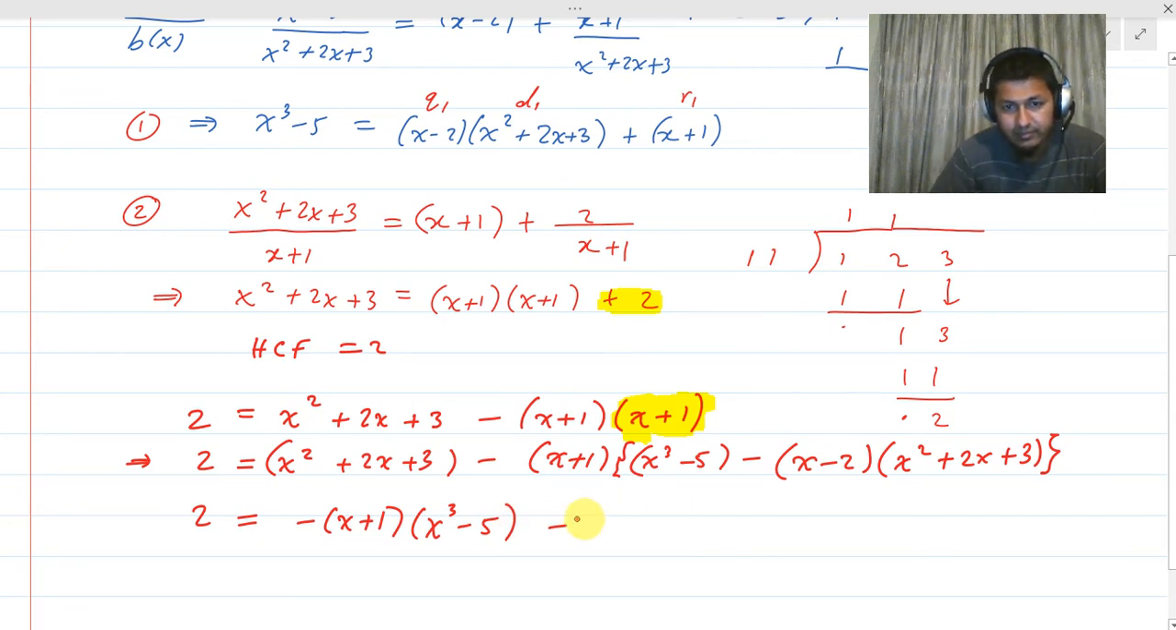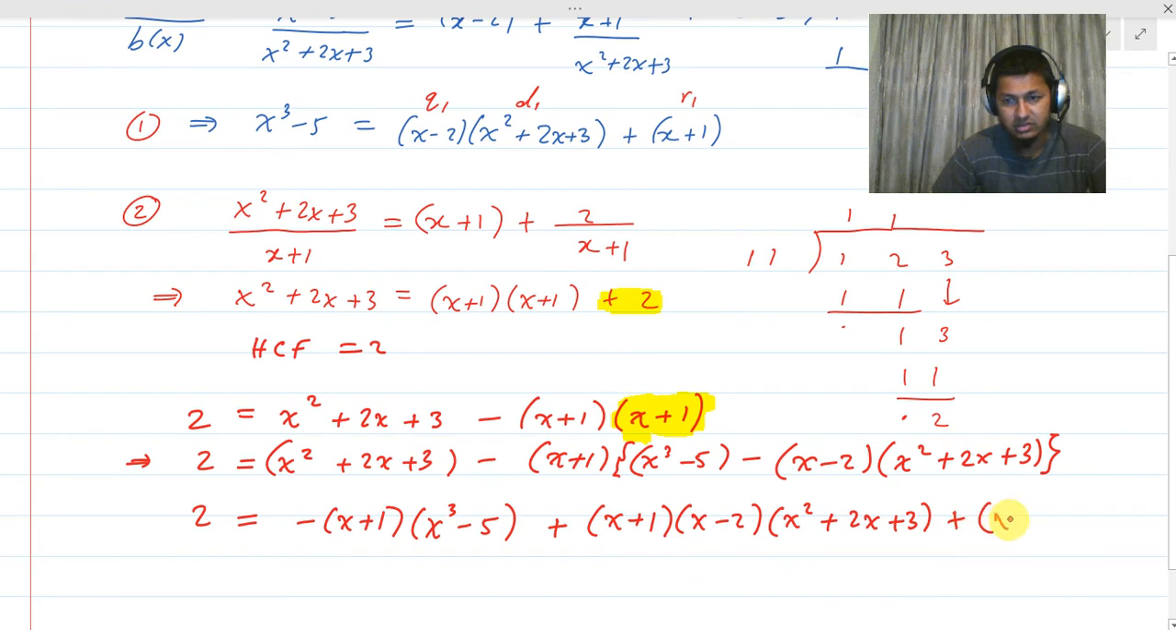subtract. So you are subtracting x plus 1 and you are distributing inside here, so minus (x plus 1), so sorry, plus (x plus 1)(x minus 2) into x squared plus 2x plus 3, and remember that we have another one over here, so we should have written it, alright, so plus x squared plus 2x plus 3.